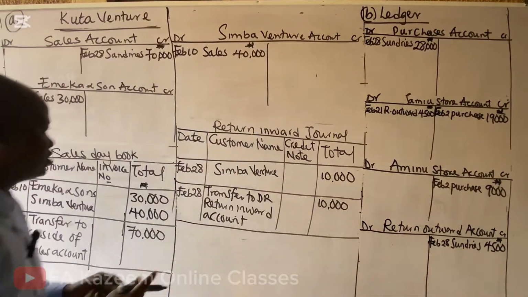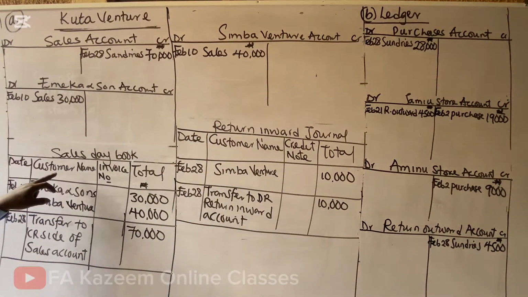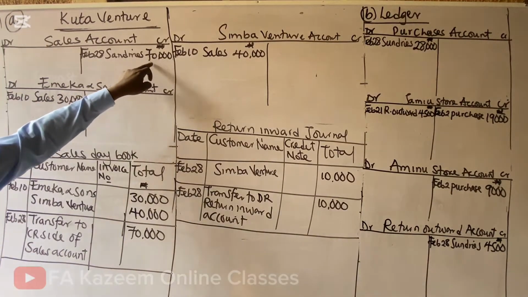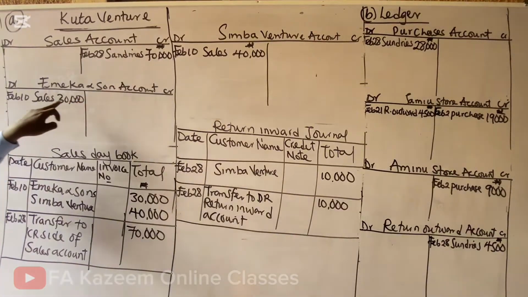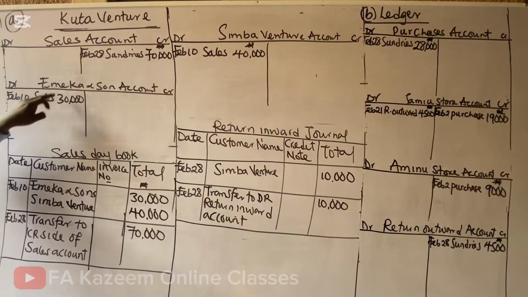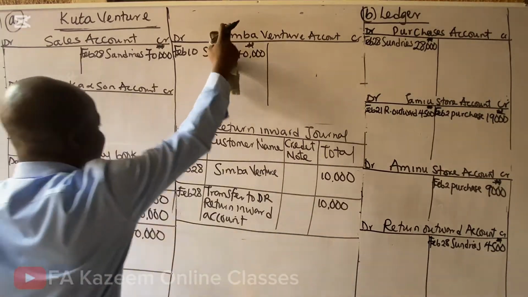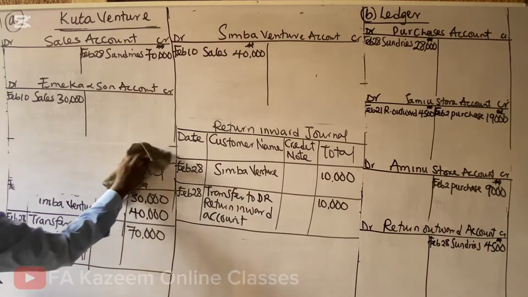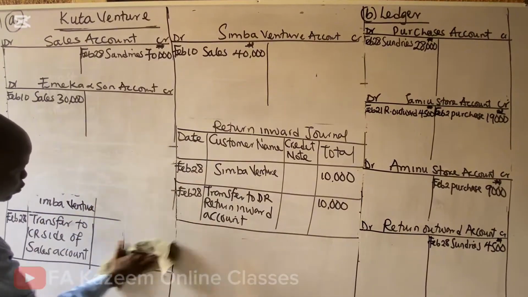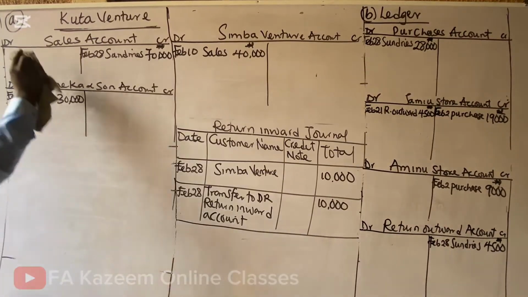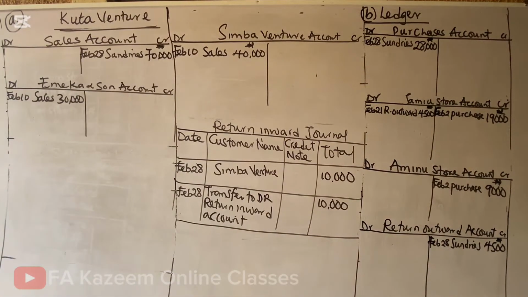Now what this means is that we have posted from the sales day book to the sales account, showing that goods are going out. And for every credit entry, we have debited the customers that these goods have been sold to. We have debited Emeka 30,000 and debited Simba. What it means is that I've transferred the subsidiary book, the sales day book, to the sales account. Now, what's the last one?